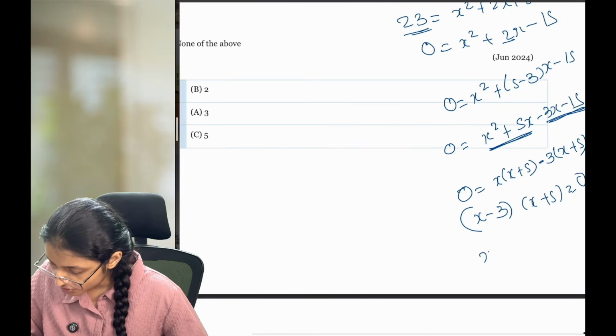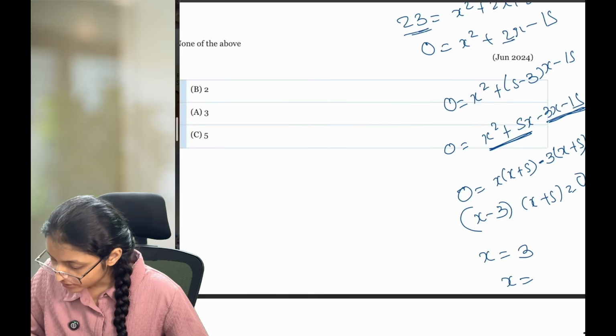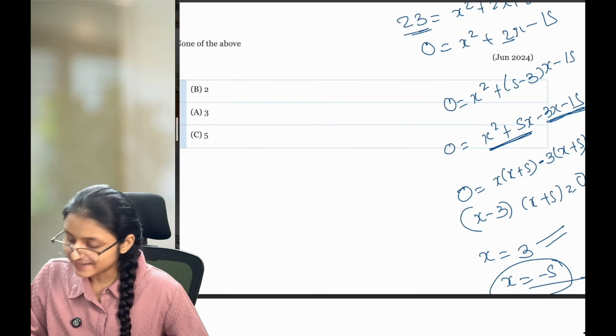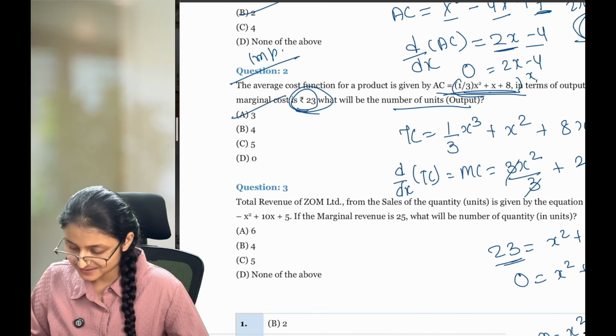So either your x should be equal to 3 or your x should be equal to minus 5. x is output, and output cannot be negative. Hence, we are getting x as equal to 3. This is your answer.